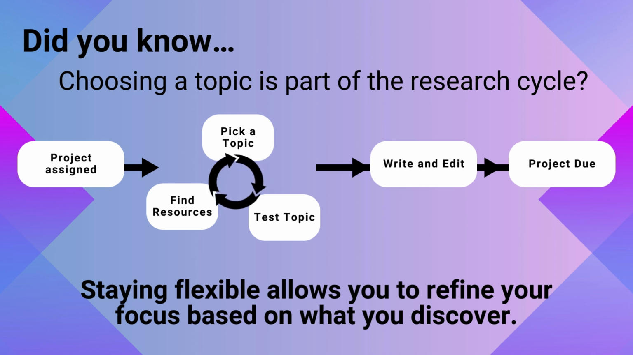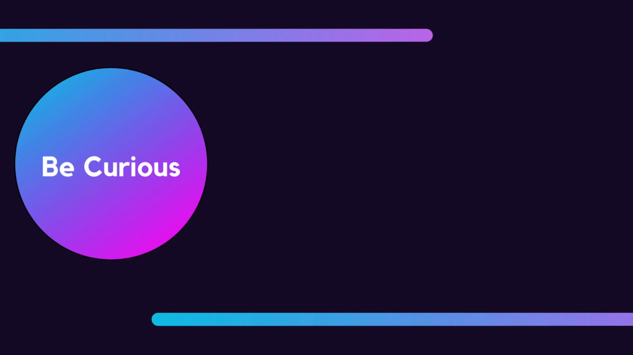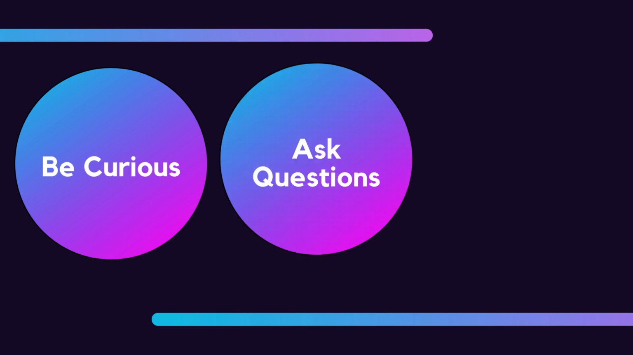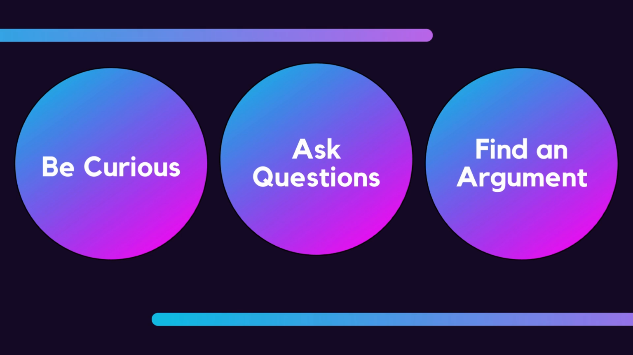Selecting the right topic is crucial as it sets the foundation for your entire research process. Today we'll cover how to integrate being curious, asking questions, and finding an argument into your topic selection. Choose something you don't already know a lot about to avoid bias. Then start asking basic questions and move to more complex ones to narrow your focus. Finally, ensure your topic has a debatable aspect. Your topic has to have at least two sides to explore. This will make your research engaging and purposeful.